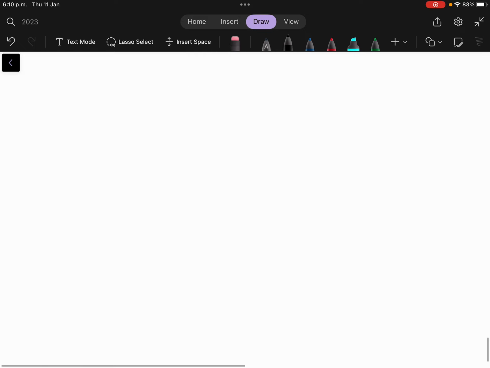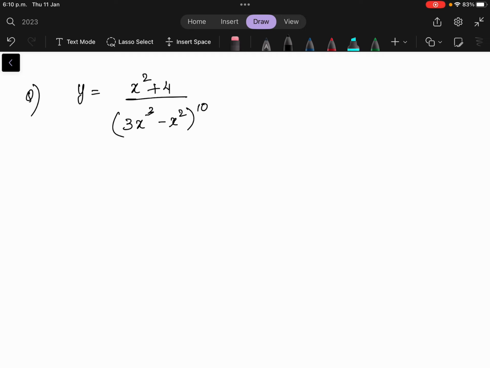Okay, so I was just trying to find a difficult question. So let's try to do this question. y is equal to (x square plus 4) divided by (3x cube minus x square) to the power of 10. Now when you see this question, what you have to recognize first is you have a division here, which means that it is the quotient rule.